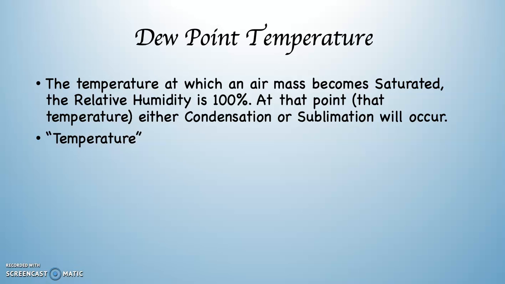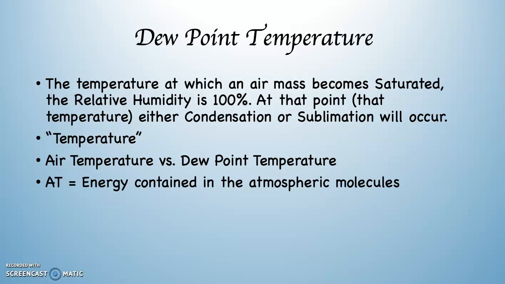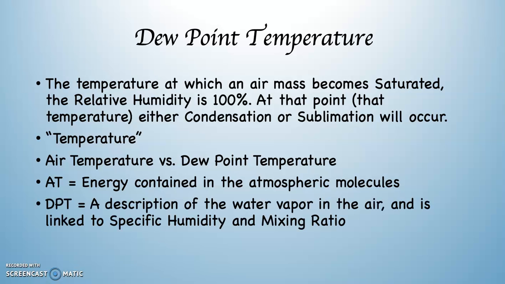Okay, I am using the word temperature. Most of you understand what the word temperature means, at least from one context. So what is the difference between air temperature and dew point temperature? Air temperature is the energy contained in the atmospheric molecules. In other words, when you walk outside from inside your house, what do you feel in the air? You are feeling the air temperature, whether you feel warm or cold, or hot or cool or whatever it may be. Dew point temperature is a description of the water vapor in the air, and it's directly linked to specific humidity and mixing ratio.